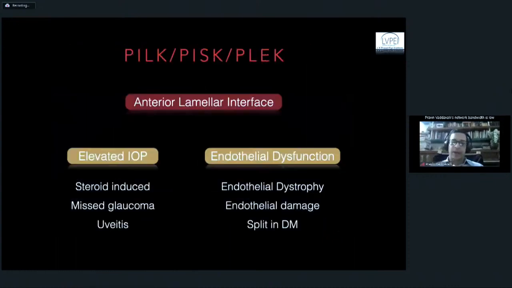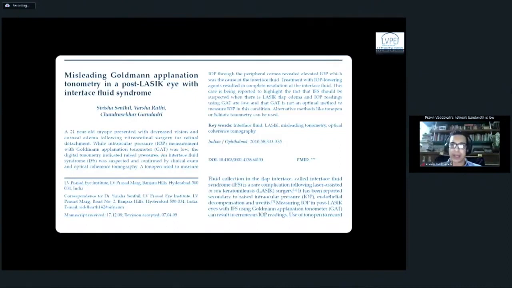So to summarize, IFS or PISK or PLK needs an anterior lamellar interface, cannot occur after PRK, and usually occurs because of elevated intraocular pressure or because of endothelial dysfunction. The most common scenario that we are faced with after LASIK surgery is elevated IOP. So remember, do not just take IOP with Goldmann applanation tonometry. Also check IOP in the periphery of the cornea.